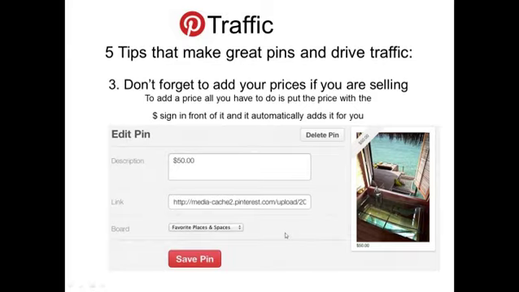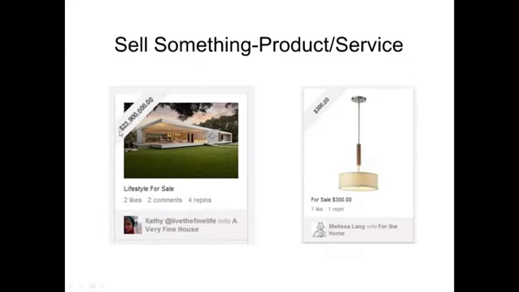So this is an example of someone who did that. They've got a home here for $23,900,000. So it's just lifestyle for sale, and they've got a beautiful picture of it, and you can go on there and you can go to the home and see the home.